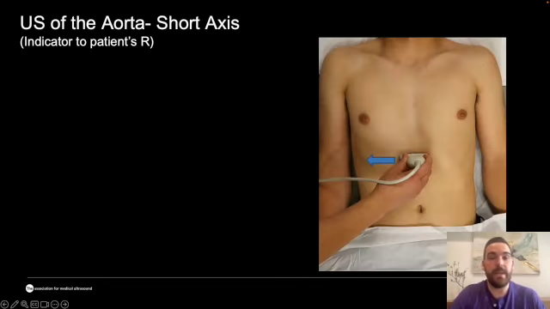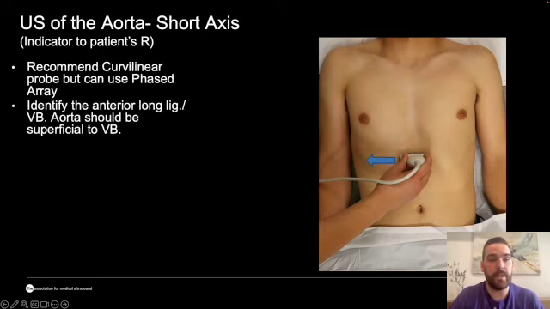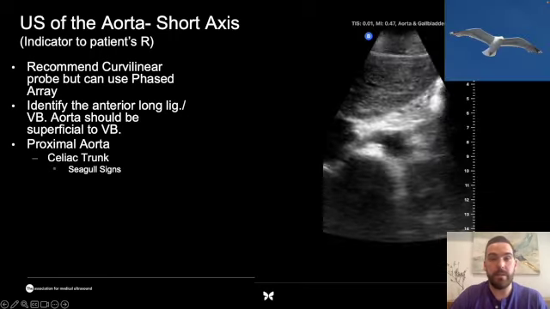So how do we actually do the ultrasound? We aim the indicator towards the patient's right side. We can use the curvilinear probe or a phased array probe, also called a cardiac probe. At the bottom of our ultrasound image, we should see the vertebral body, which should look like a curved semicircle. That's the anterior longitudinal ligament, and then the aorta should be just above that. So we're going to look at the proximal aorta and the celiac trunk first.